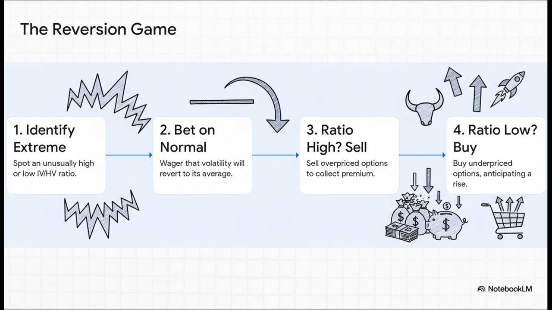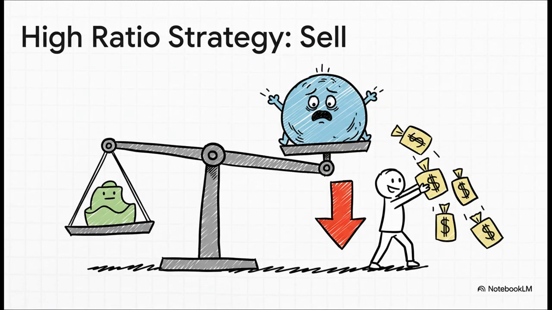You find an extreme, either high or low, and you make a bet that things will get back to normal. It's really just a classic buy low, sell high kind of logic. You sell options when they're overpriced with fear, and you buy them when they're cheap with complacency. So let's walk through it.